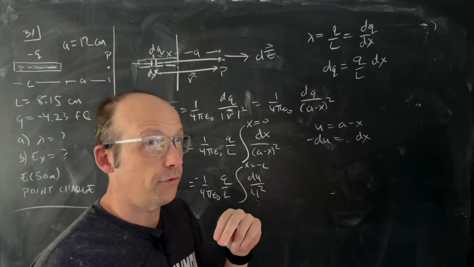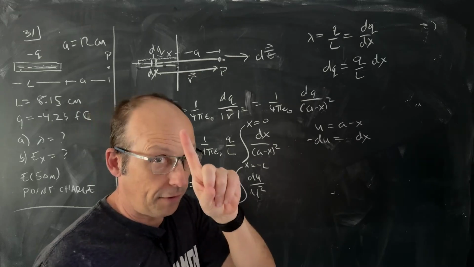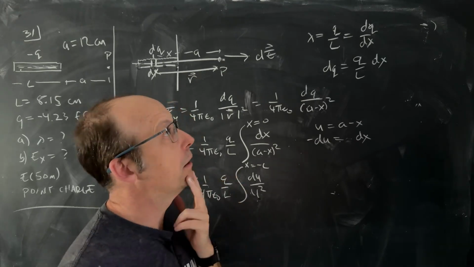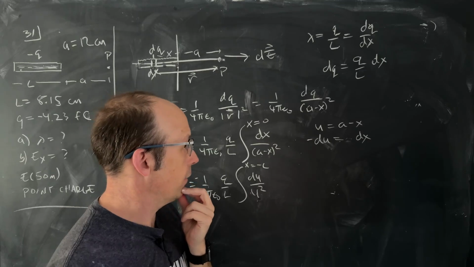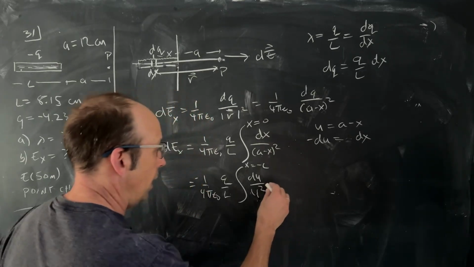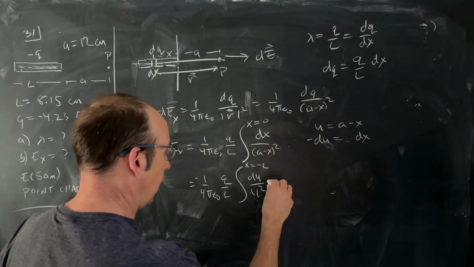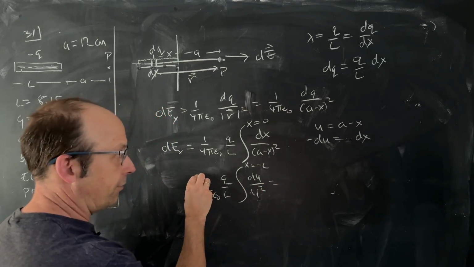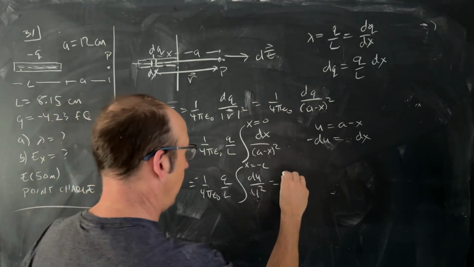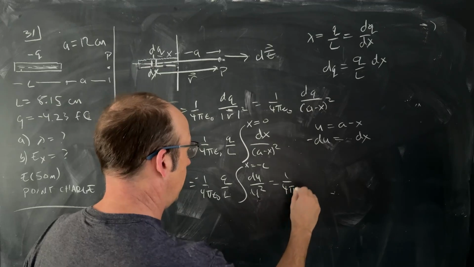1 over u, the derivative of that's 1 over u squared. But then I have to have a negative sign. Oh, wait. I have to, yeah. Negative. Yeah. So I get this is going to be equal to a negative, and that negative is going to go away over here. And I get 1 over 4 pi epsilon naught.